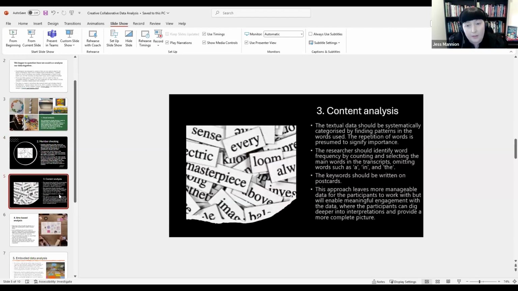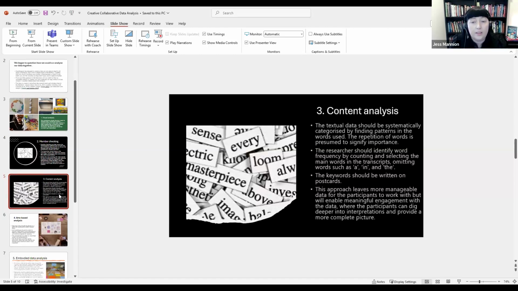But we still had a lot of data. So in our first project, we met for a 2-hour research meeting every 2 weeks for a whole year. So we had a lot of textual data, and that was not accessible to researchers with learning disabilities. So I had to find a way to cut it back to make it more manageable and meaningful for people to work with. So the textual data should be systematically categorized by finding patterns in the words used.